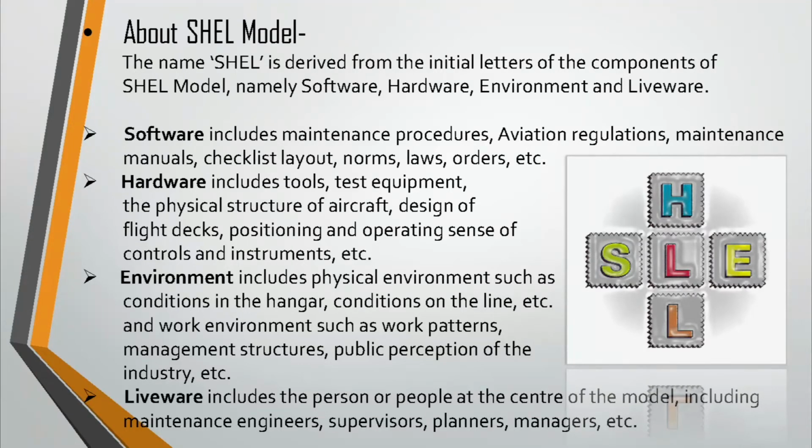Now, let's see what these different components mean here. Software here includes computer software as well as maintenance procedures, rules, regulations and norms of the company, etc. Hardware includes tools, test equipment, instruments, physical structure of aircraft, etc. Environment includes physical environment of workplace like temperature, lighting level, noise level, time of the day, etc. It also includes work environment like work pattern, management of the company, etc.